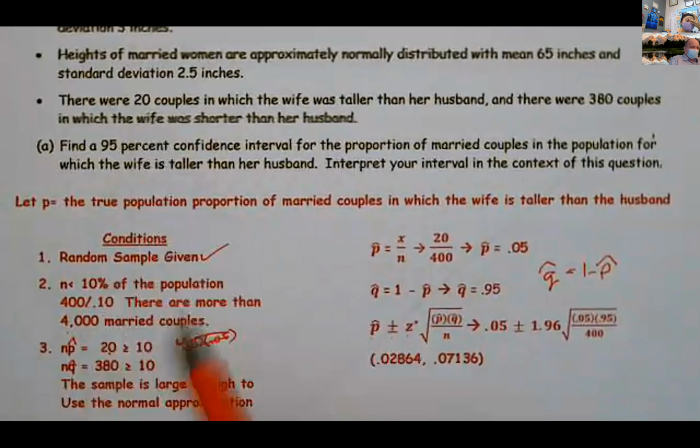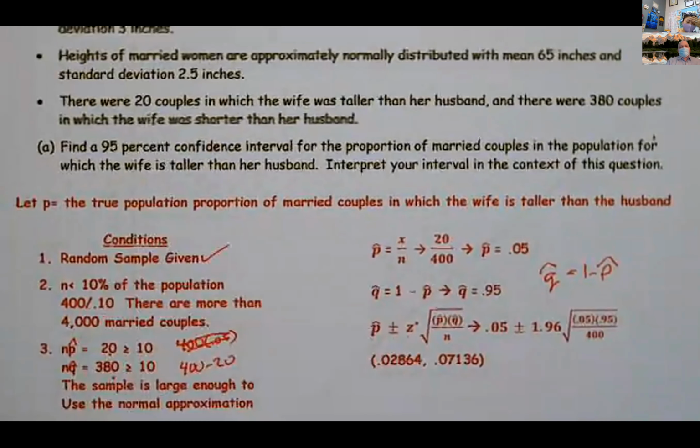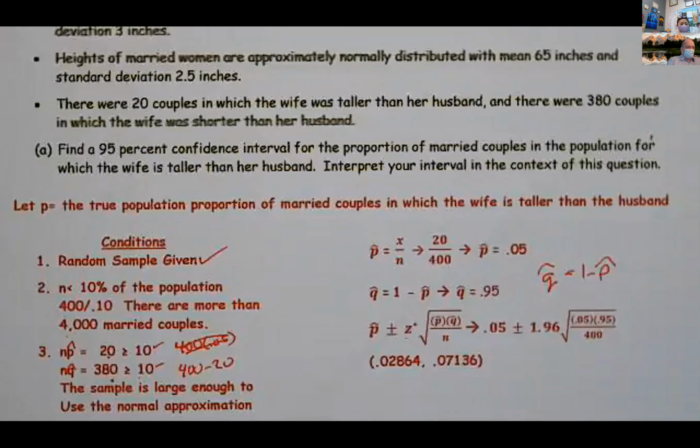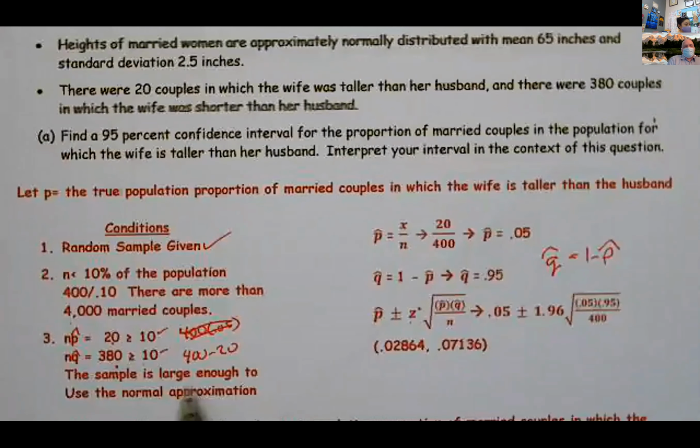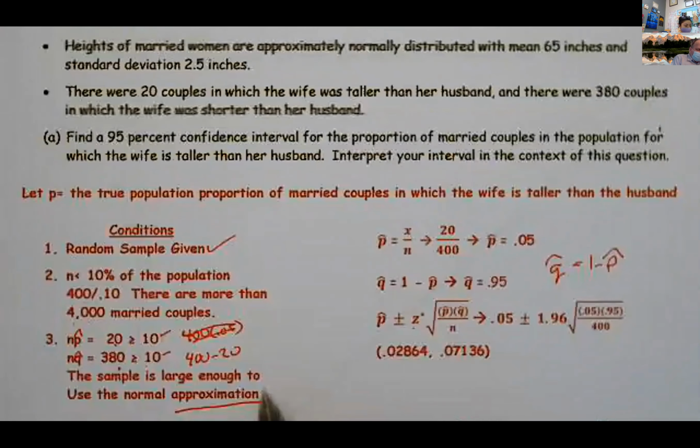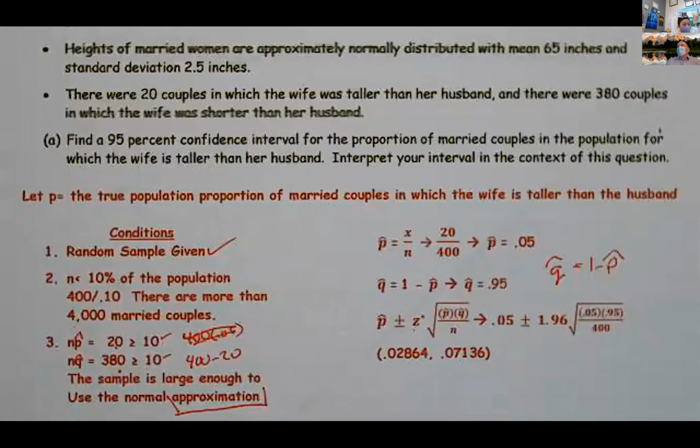And then the 400 minus the 20 is 380. And that's also greater than or equal to 10. So once you've done that, that's not enough by itself. You need to make sure that you go back and say, why was that important? It's large enough to use the normal approximation. This is a special word. Make sure you're using approximation, or you're saying it's large enough to be approximately normal.